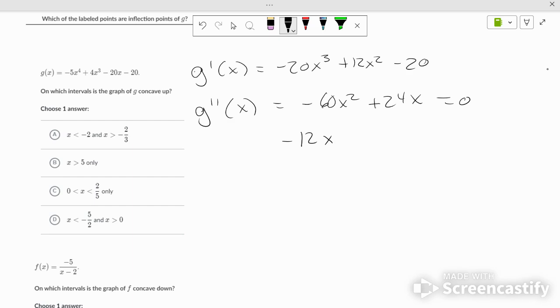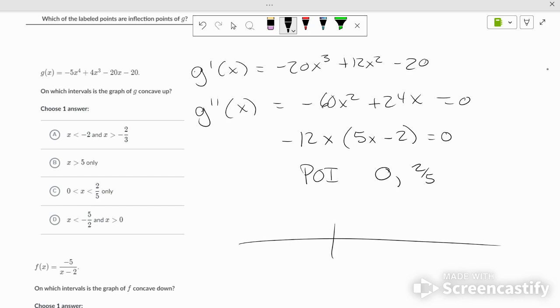12x. How about a negative 12x? So we get 5x minus 2. So our points of inflection are at 0 and 2/5. Okay? Here's my number line again. 0's there. Let's put 2/5 here. Okay? Those are the points of inflection.